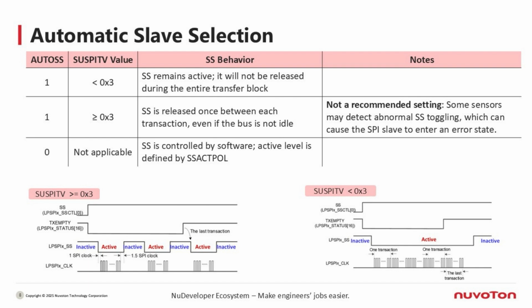What if SUSPITV is less than 03 in hex? SS stays active continuously and does not release between transfers. This is ideal for high-speed continuous transfers such as streaming or large data collection.